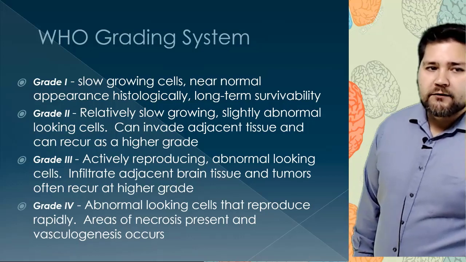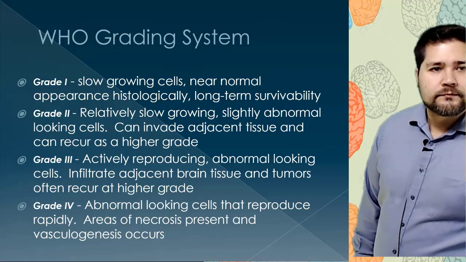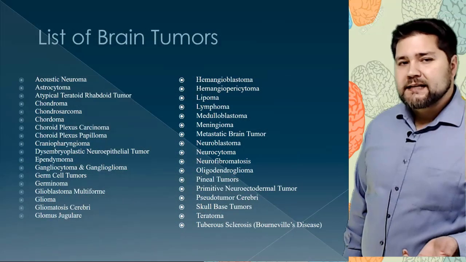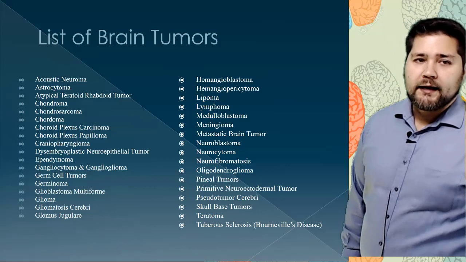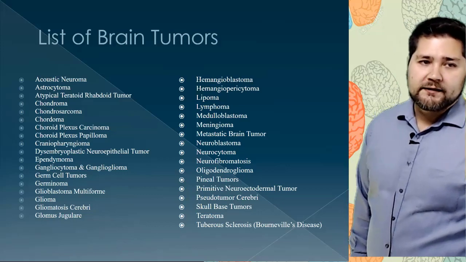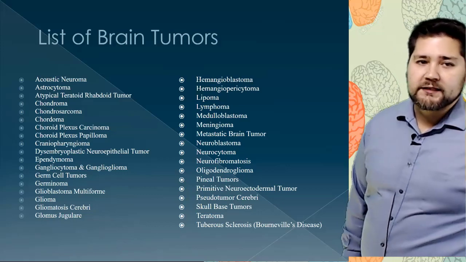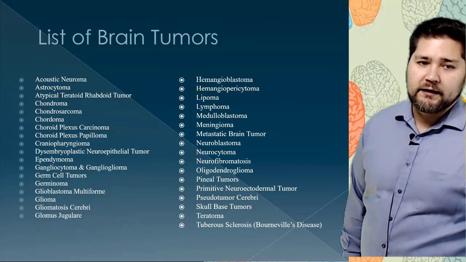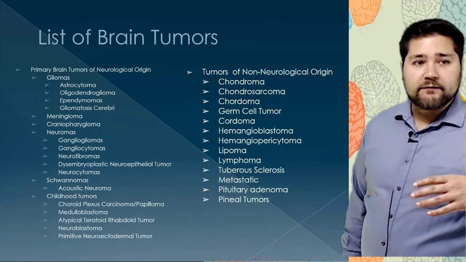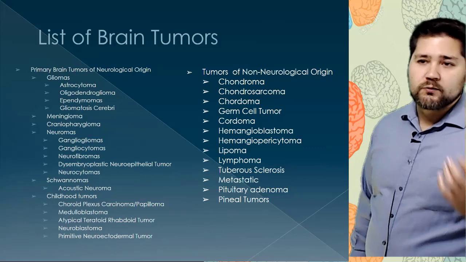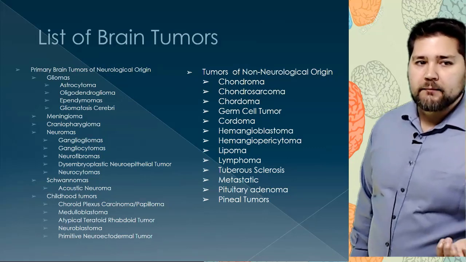So, but a 4-grade system is not that hard to know, in my opinion. So as an example of some of the brain tumors you can get, by no means is that list exhaustive. Here are just several examples of other tumors you can find in the brain. And if we break that down into different types, you can get neurological origin, which was what we're more concerned about, being primary brain tumors.